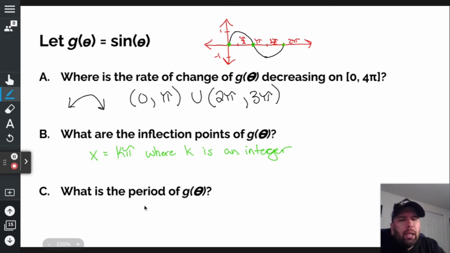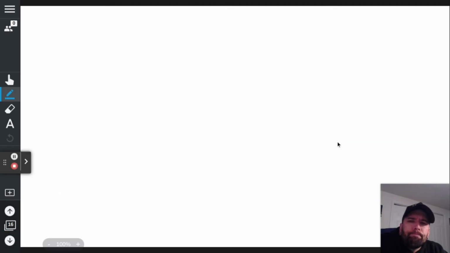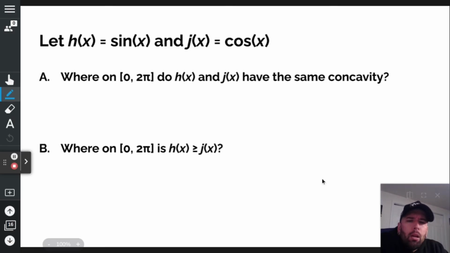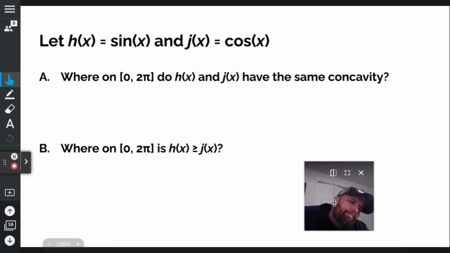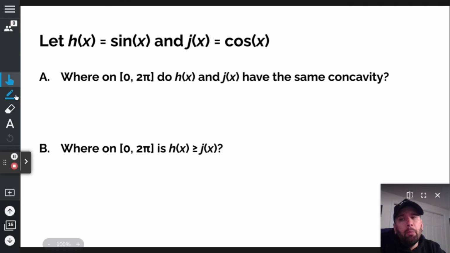What is the period of g theta? Come on. I think we know that by now. All right. Oh, this is not a calculator problem. Okay, no calculators yet. Let h of x equal sine x and j of x equal cos x. Where on 0 to pi do h of x and j of x have the same concavity?